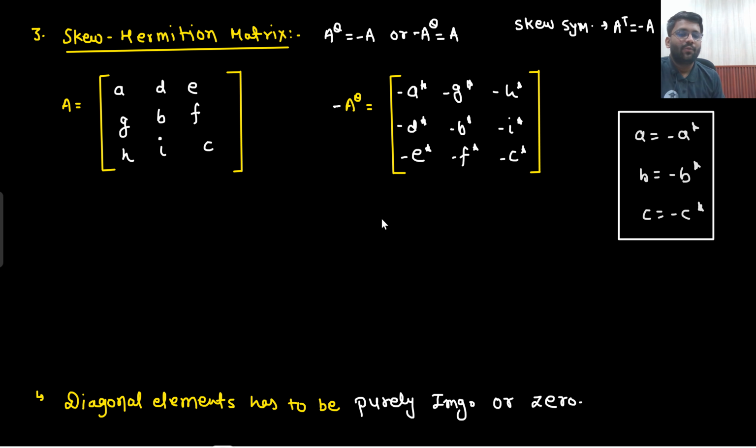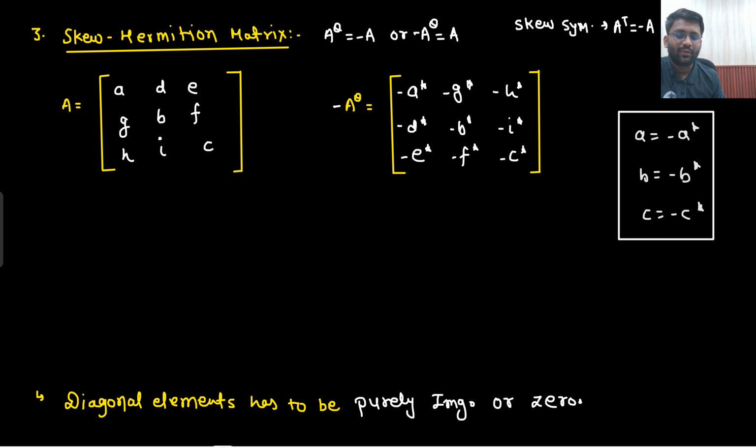Why 0? What will be 0 conjugate? That will be 0 only because it is a real number. Can I put a minus sign in front of 0? Surely you can put. What will be 0 conjugate? That will be 0 only. In front of 0 you can put a plus or minus sign. So I am putting a minus sign here. If 0 was A, then A conjugate is becoming minus sign and this is A only. So A conjugate equals minus A. So it could be 0 or purely imaginary. So the diagonal elements of a skew-Hermitian matrix have to be purely imaginary or 0.